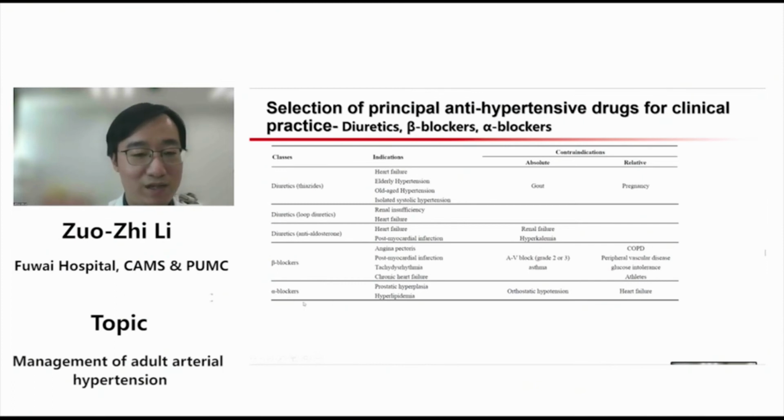Alpha blockers are particularly suitable for patients with prostatic hyperplasia and also hyperlipidemia, but it has a side effect of increasing the chance of orthostatic hypotension. So if the patient should use alpha blockers, they should take the medication before sleeping so as to reduce the chance of orthostatic hypotension.